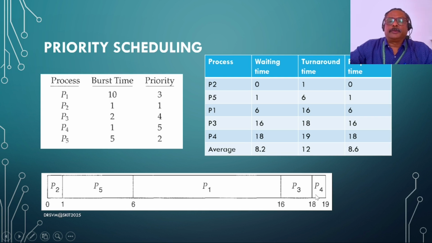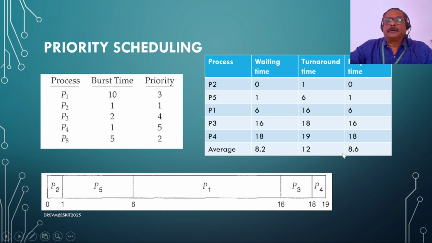And finally P4 gets in, so P4 is waiting for 18 units of time, and its length was 1, therefore turnaround time is 19 and response time is 18. So on average, if you look at it, it is 8.2 units of waiting time, 12 units of turnaround time, and 8.6 units of response time.